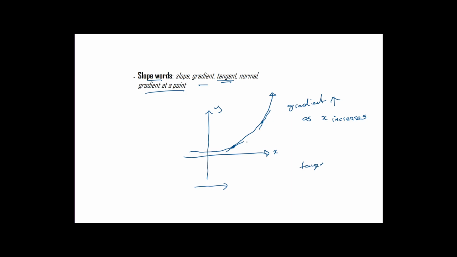Tangent, let's define it: it's a straight line which just touches the function at a point with the same gradient. Okay.